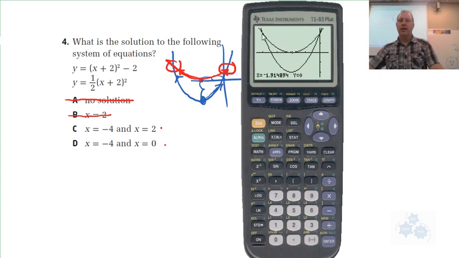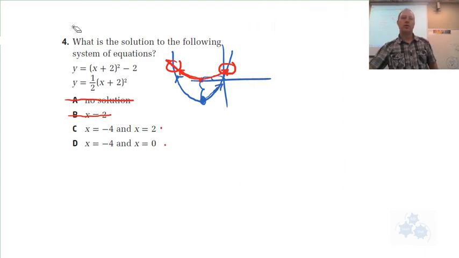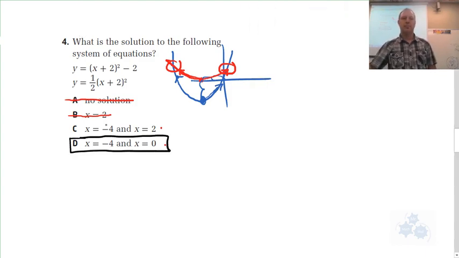So it looks like right here, we can see roughly what that intersection point is going to be, and over here it's clearly the 0 one and not the 2. So it looks like negative 4 appears reasonable for an intersection point or a solution for x. And x equals 0 is also a solution. So this one is D. That one is D. All right?